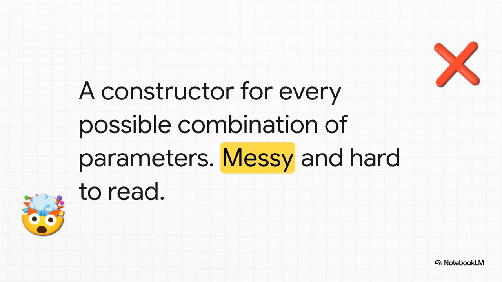Just imagine a simple user class, right? First, you need a way to create a user with just a name. Okay, then you need another one for a name and an age, and then another for a name, age, and phone number. Before you know it, you have this massive, unreadable, messy block of constructors. It's a total mess and a huge red flag that something is structurally wrong.